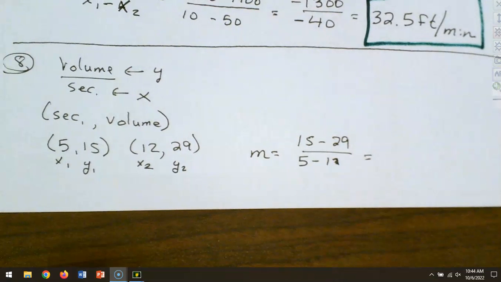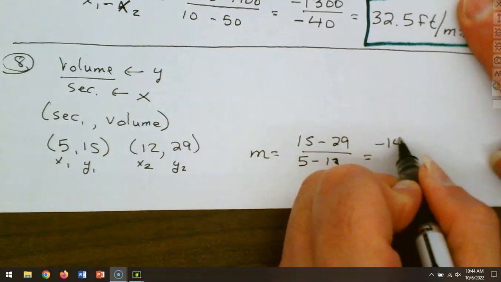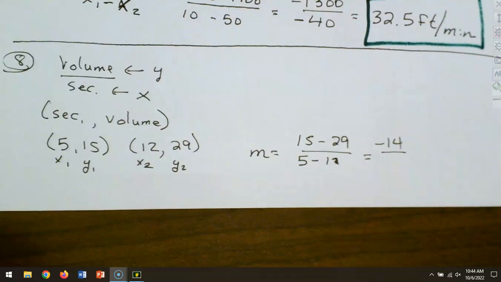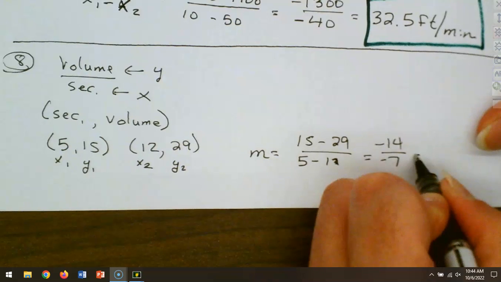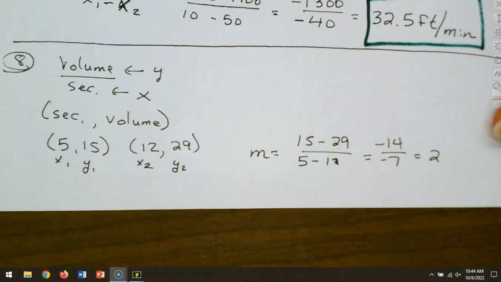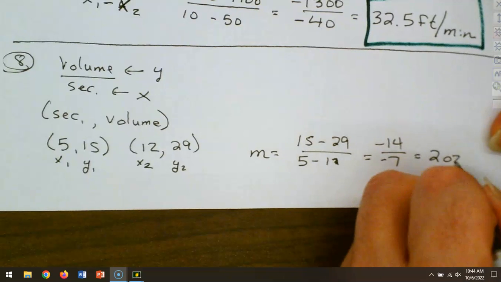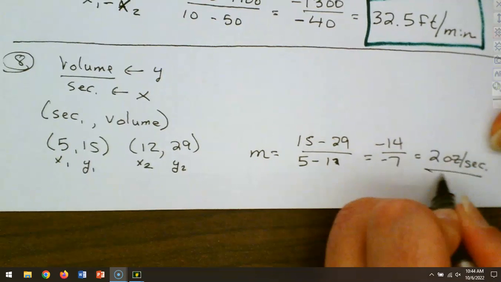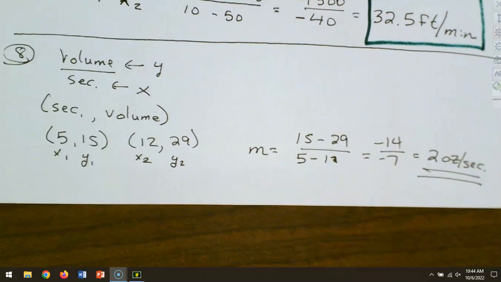And 15 minus that 29, that's a minus 14. And 5 minus the 12, that's a minus 7. And that comes out to be 2. And what's happening here? 2 ounces per second. So all you need to do to interpret it is just label it. So every second, what's happening? Every second, you are increasing the volume of that container by 2 ounces. It's positive, so it's going up.